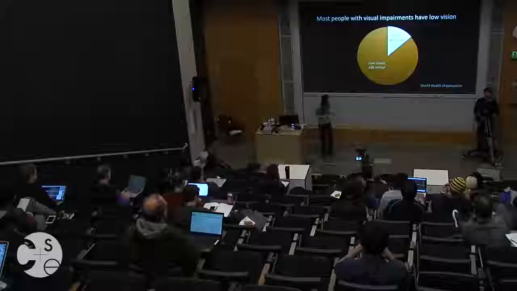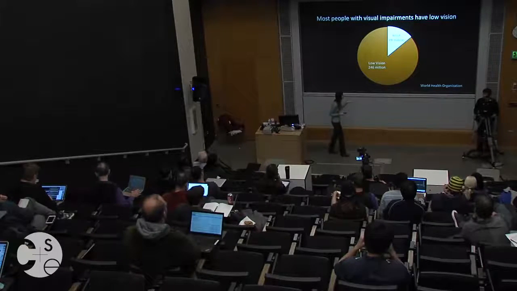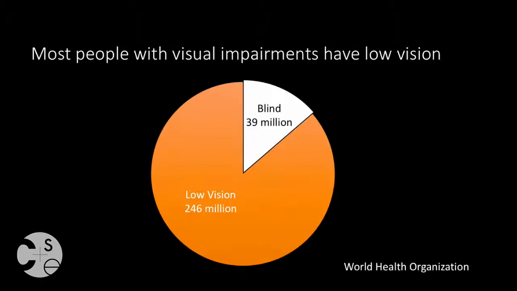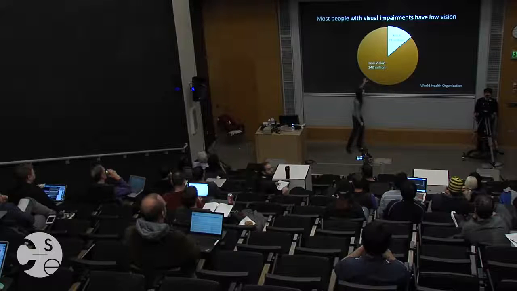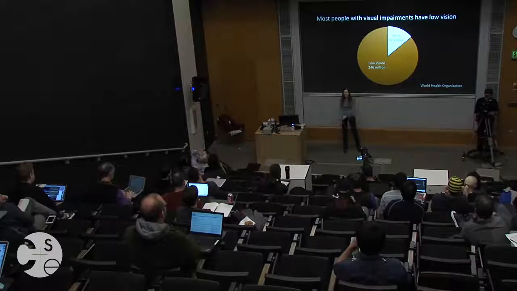And it turns out that most people who have a visual impairment have low vision. They're not completely blind. And low vision is very common. According to the World Health Organization, in the world, there are 246 million people with low vision, and only 39 million people who are blind, who have little to no functional vision. So that means that all of these people here have some kind of functional vision that they likely use in their daily lives.